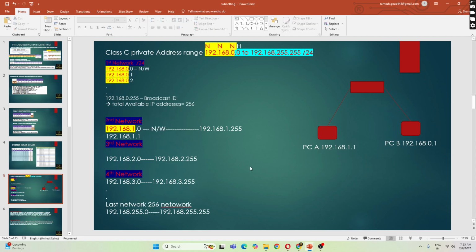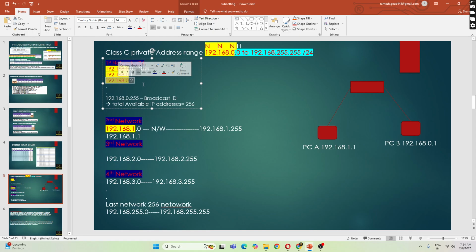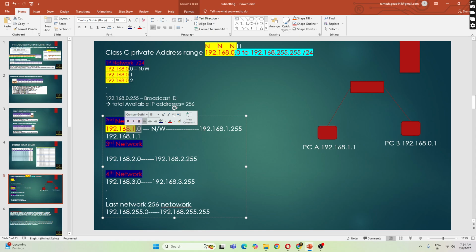Now, the definition of network ID is that it identifies the network portion. It means, for any IP address, which network this IP address belongs to. That identification is done by the network ID. Suppose this is the 1.1 IP address. This 1.1 IP address belongs to the 1.0 network ID, the 1.0 network. That kind of identification is done by the network ID. How it is calculated, I'll tell you after 30 minutes.